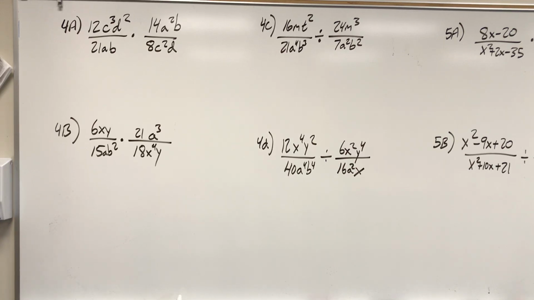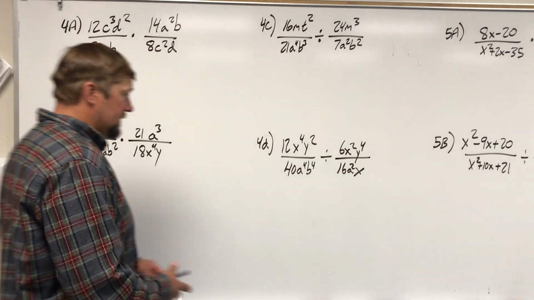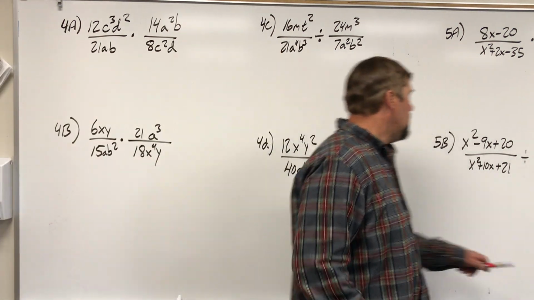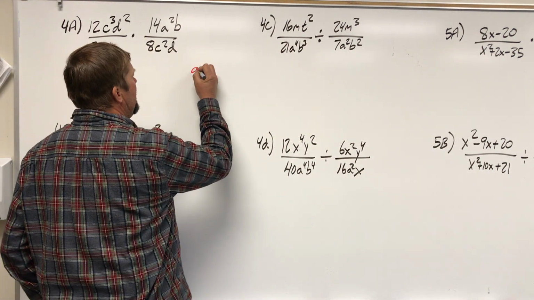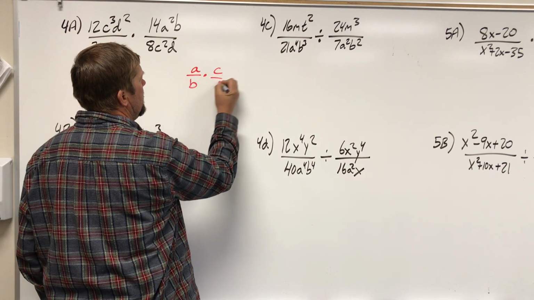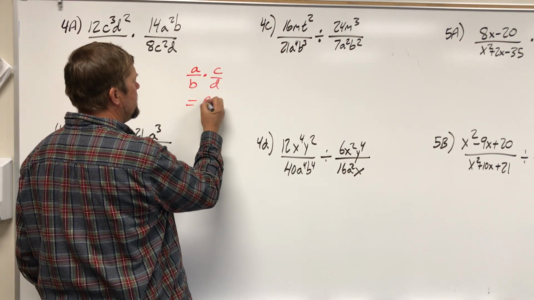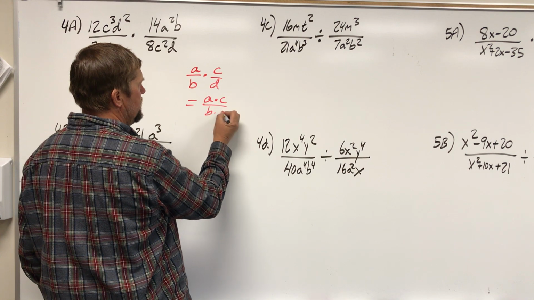Okay, the second part of 8.1 is on multiplying fractions. When you multiply fractions, basically you multiply straight across. And here's the concept of that. Remember that if you were to take a over b times c over d, it's the same as a times c over b times d.